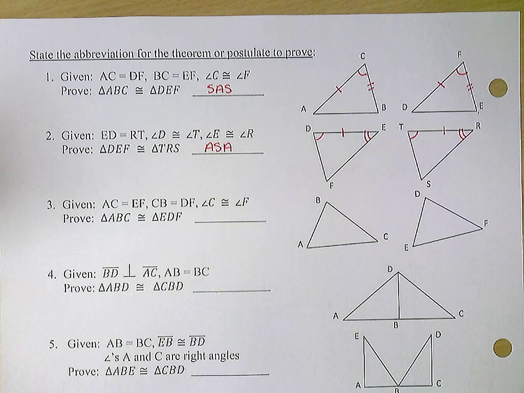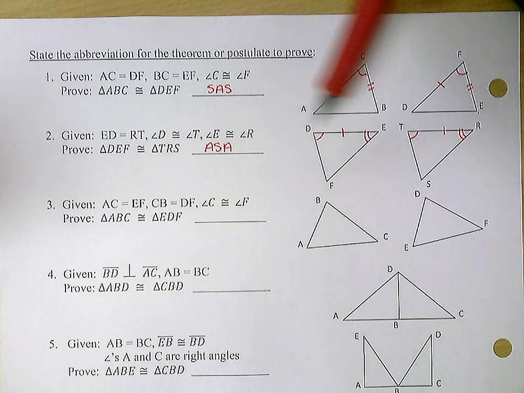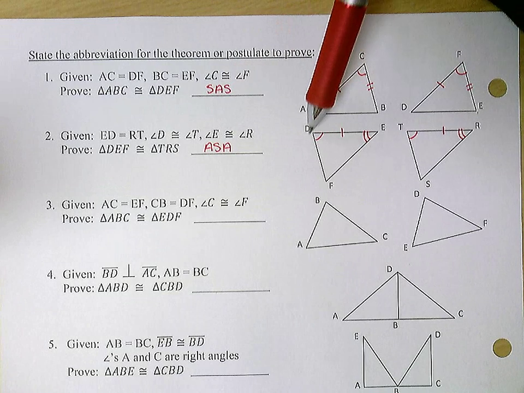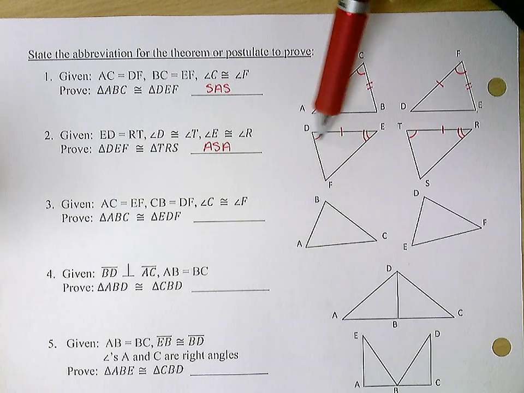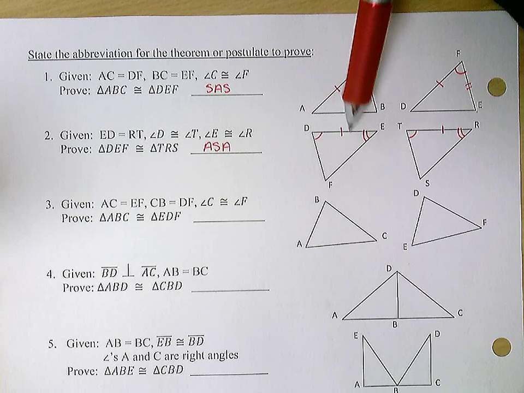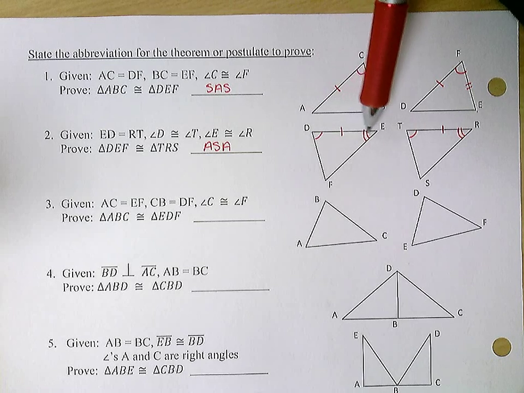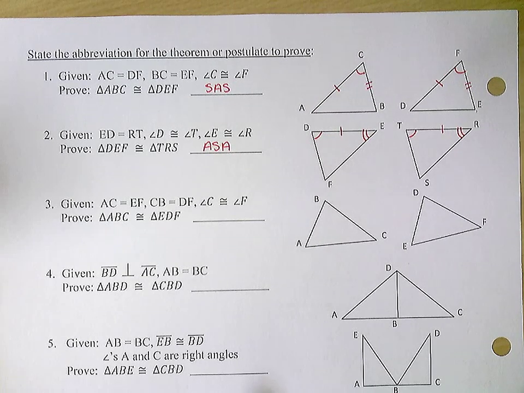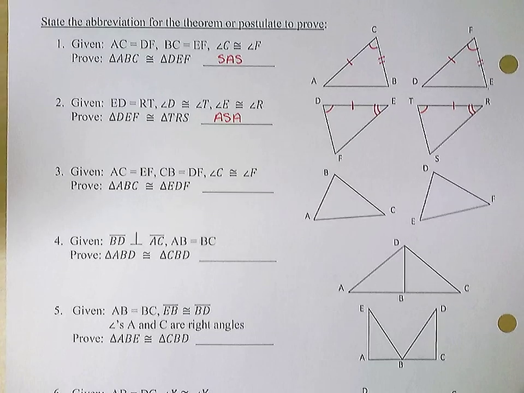Angle, side, angle. If you don't know what order to put them in, look at one of your triangles. Start on one of the ends. So if I start with an angle here, and I move to the right, I go to a side, and then to another angle. So angle, side, angle. Make sense? All right, we'll do one more, number 3.